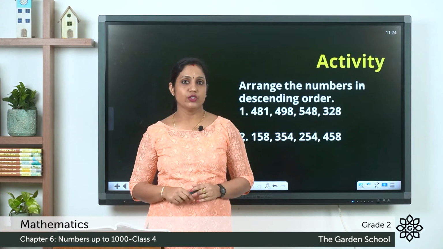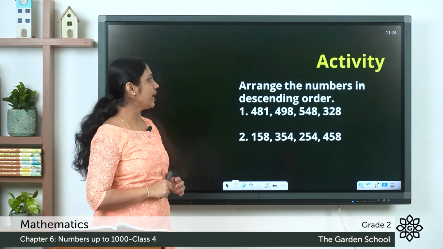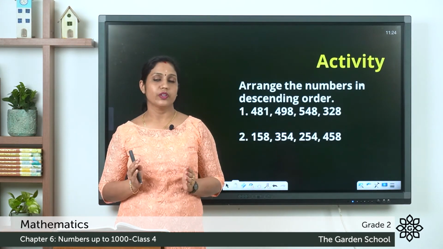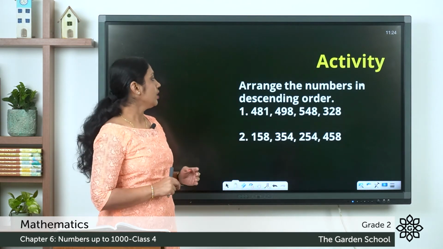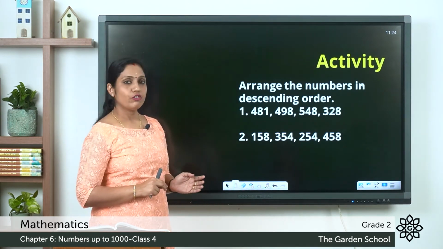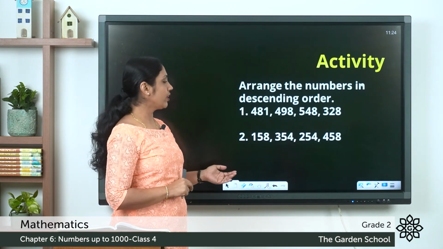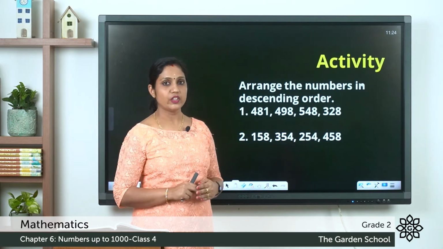Here again you have an activity. Arrange the numbers in descending order. So take down your notebook and write the questions. The first one, 481, 498, 548 and 328.